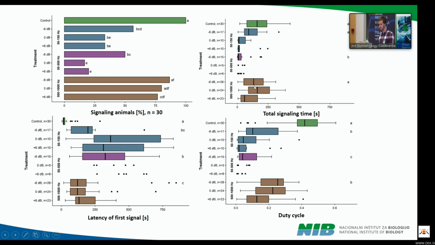Again, the treatments with the high frequency noise were less problematic for the animals in terms of signaling behavior. But on the bottom left, the last chart for the signaling, we can see the latency of the first signal at the start of the experiment, and the latency was larger in all noise treatments compared to the control, but animals had the hardest time starting to signal in the high amplitude, low frequency noise seen here.